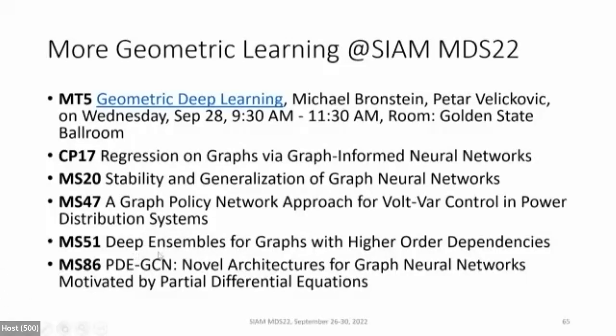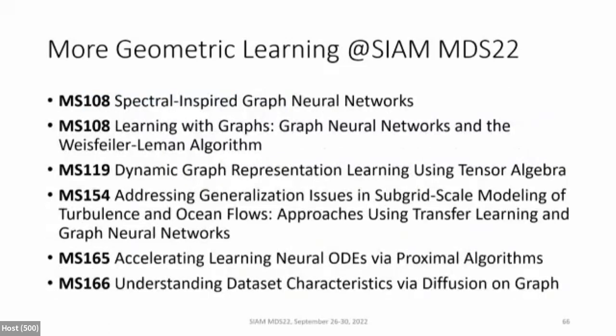Here, people managed to make the connection between graph neural networks and the PDE view, partial differential equations. They show that a graph convolutional layer is a form of partial differential equation. There are other applications of GNNs, like spectrum-inspired GNNs and learning with graphs. Those are very interesting topics.